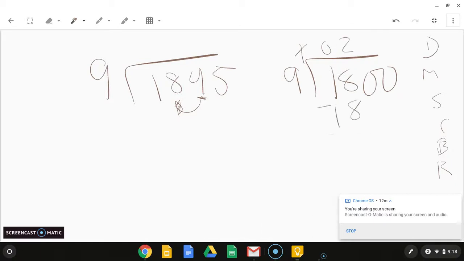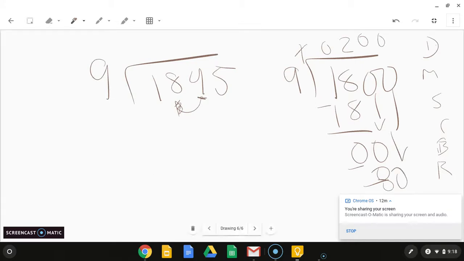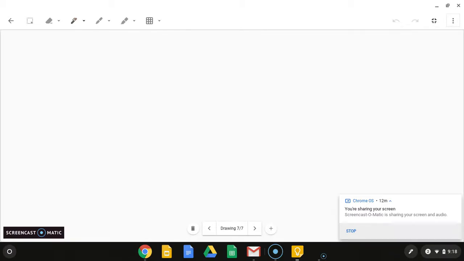2 times 9 is 18 minus 18 is 0. We bring down a 0. 9 can go into 0, 0 times. Minus 0 is 0. And we bring down another 0. 200. Remember, when we do a division problem, we should check it as well. So we do 200 times 9, 0, 0, 18. Okay, so that is good. Now I'm actually going to go to another page because I am out of room on here.